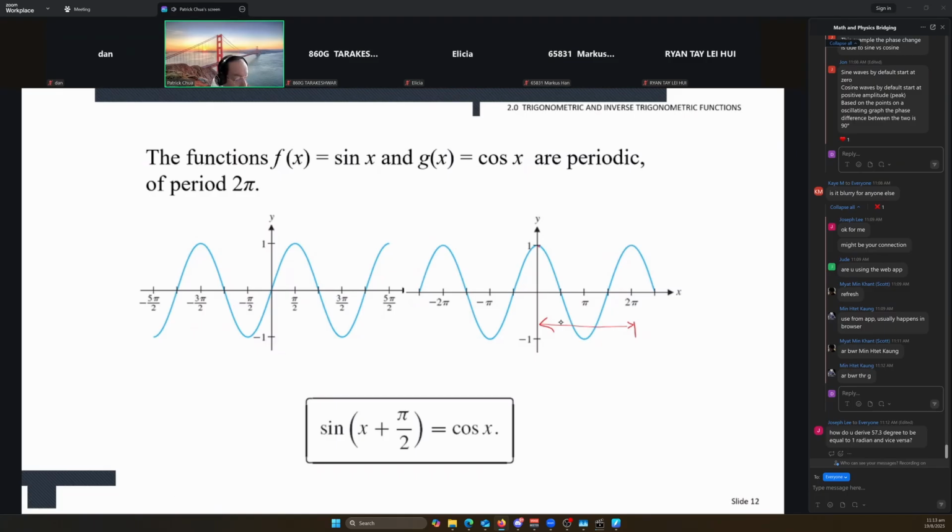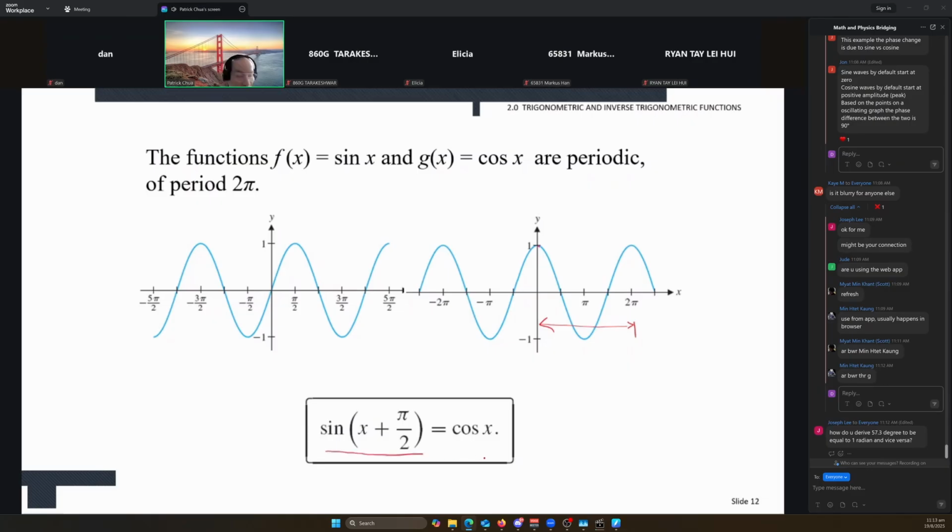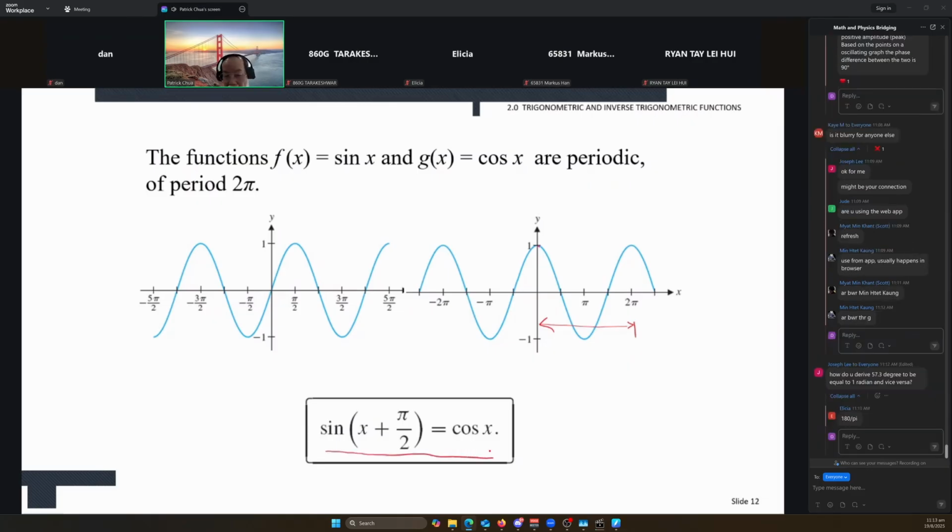Okay, so for this waveform, as you can see here, the sinusoidal, and the first thing we need to know is that sine of x plus pi over 2 is equal to cosine x. Okay, this is one of the first expressions we need to know. Why is this so? Why is this so?